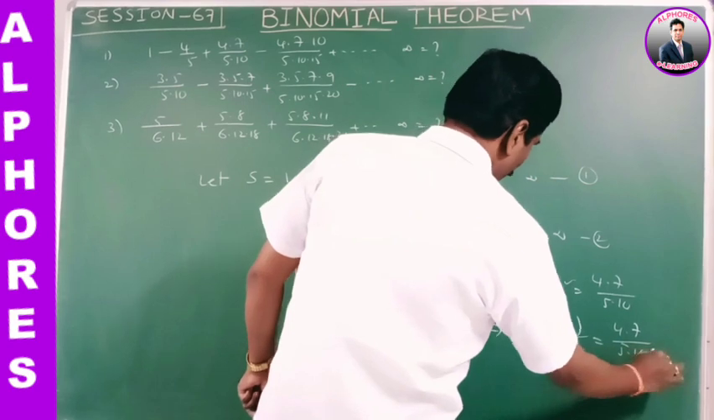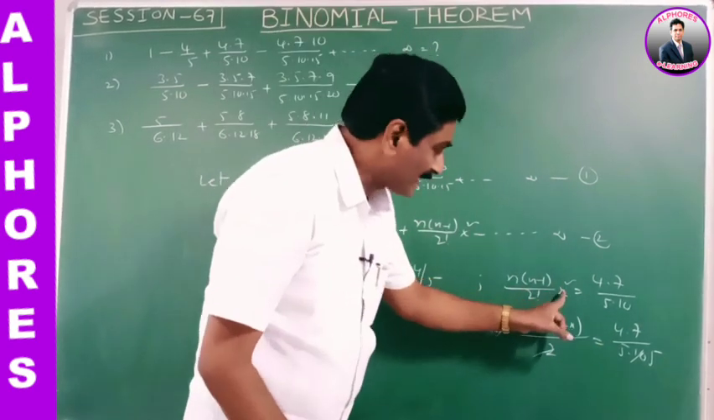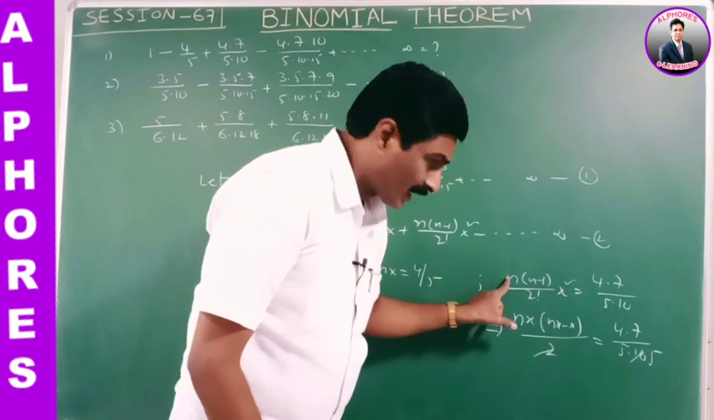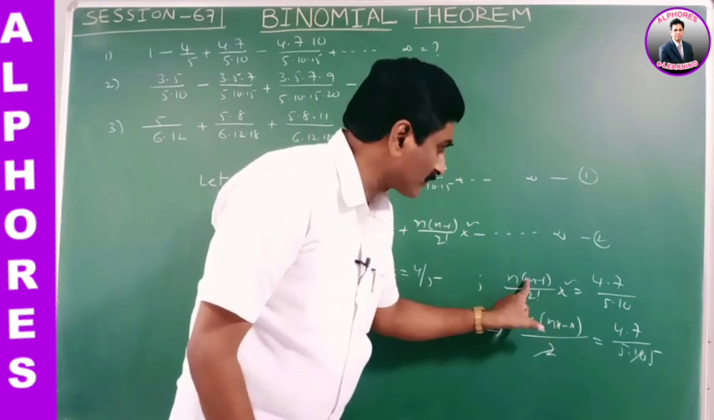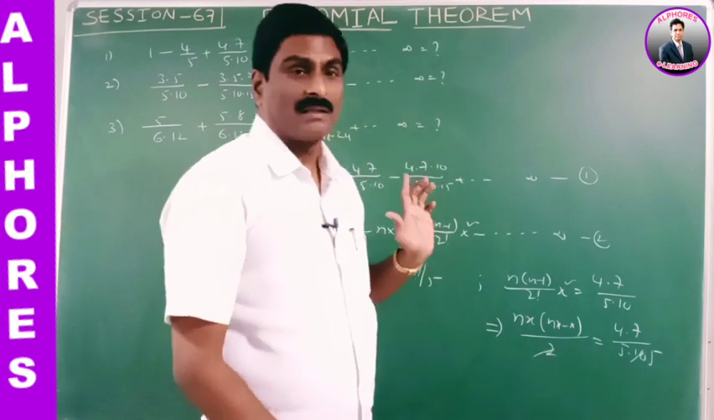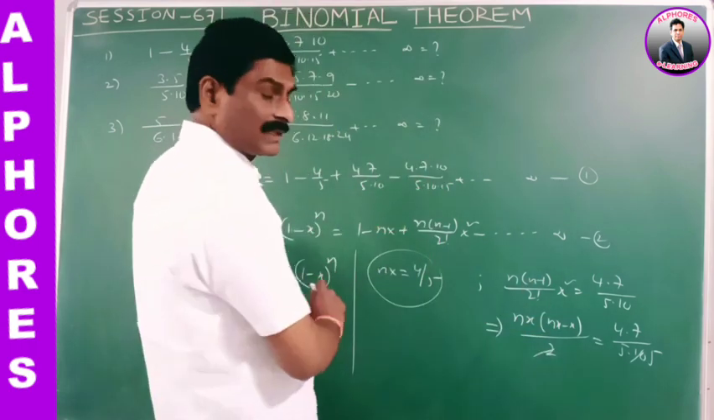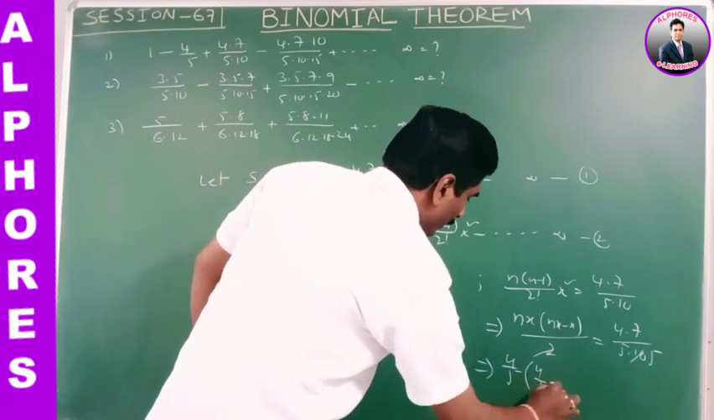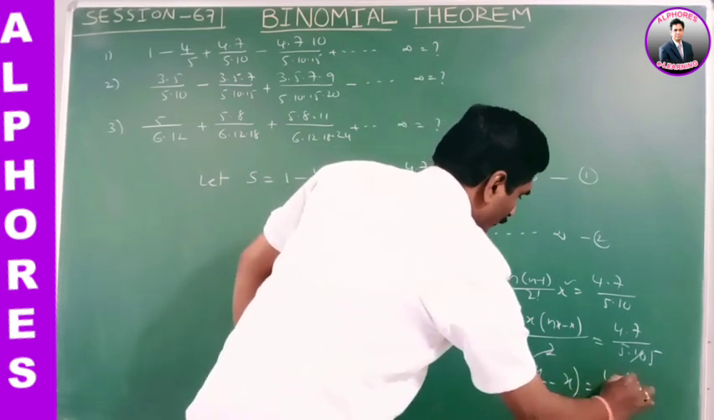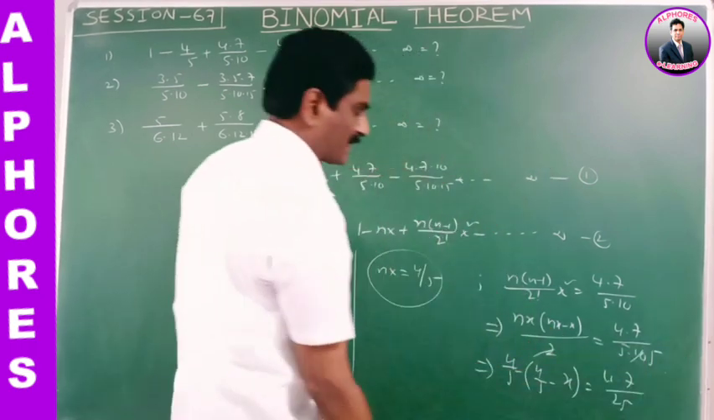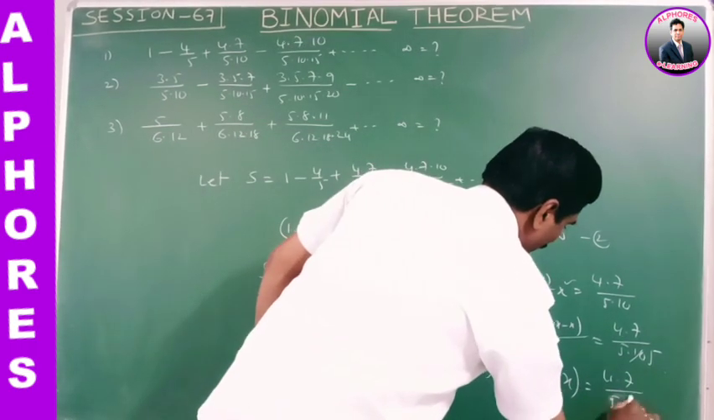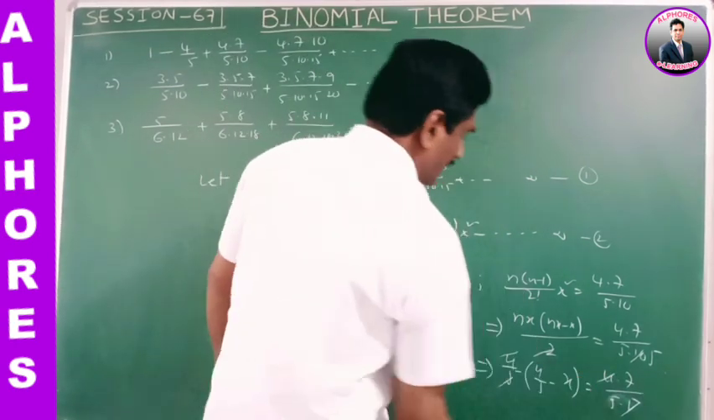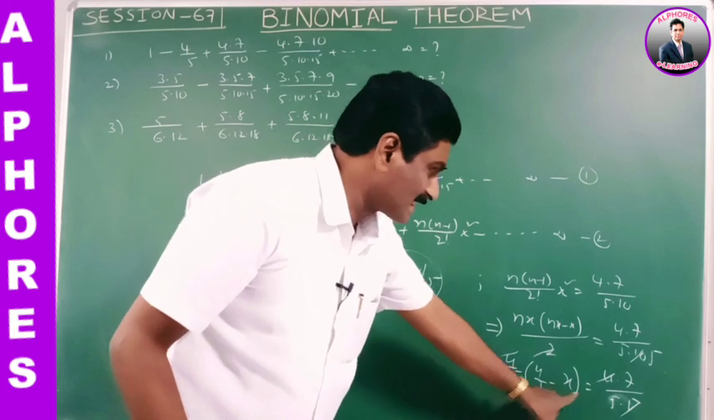These 2 cancel 5 times. Please observe this value. X square means x into x. One of the x can be distributed to n and the remaining x can be distributed to n minus 1. N minus 1 into x means nx minus x. But actually what is the value of nx? Nx means 4 by 5. That means 4 by 5 into 4 by 5 minus x is equal to 4 into 7 by 25. 5 into 5 means 25, or 5 by 5 into 5. Here one of the 5 is cancelled. Next 4 cancelled. What is the value? 4 by 5 minus x is equal to 7 by 5.